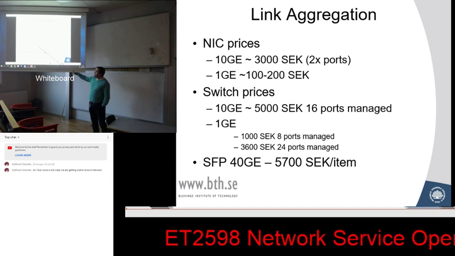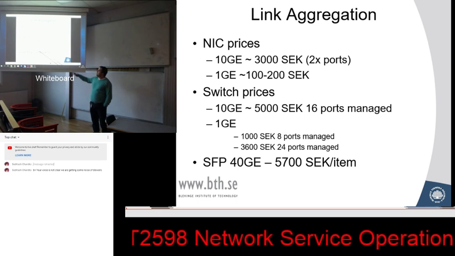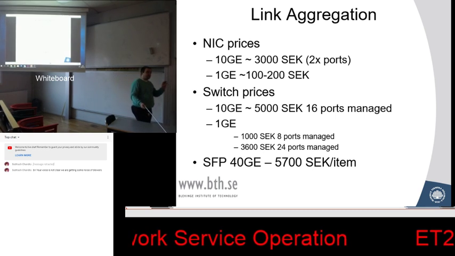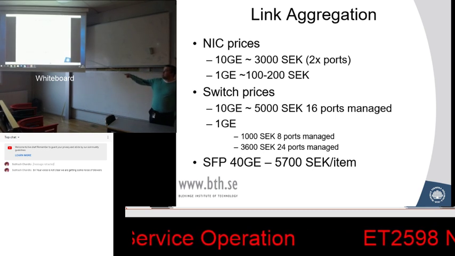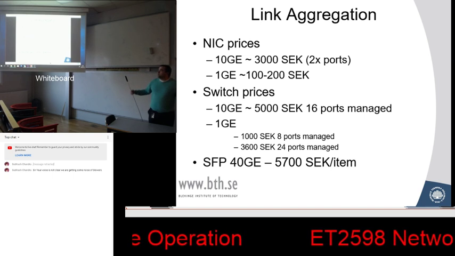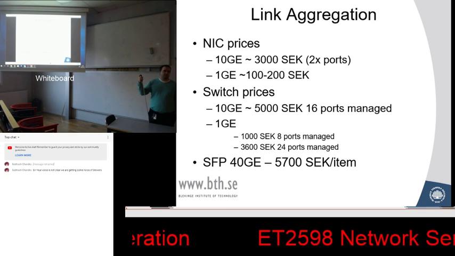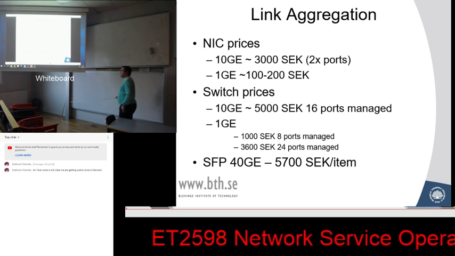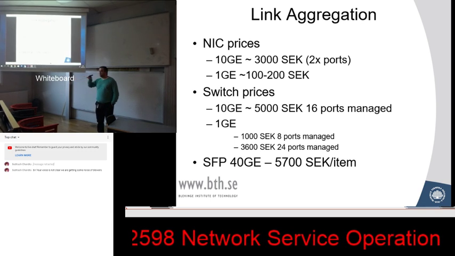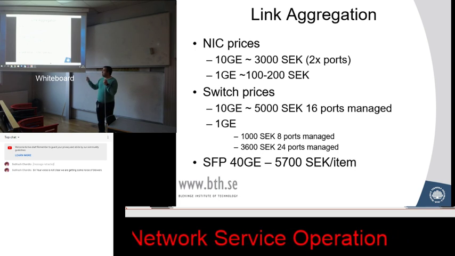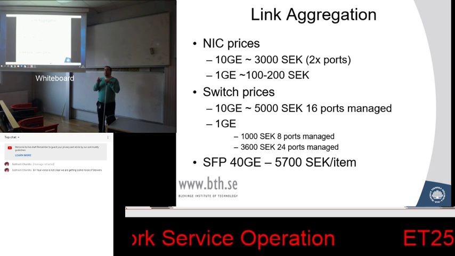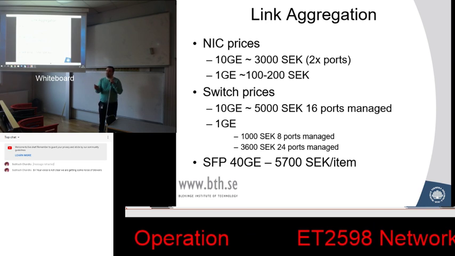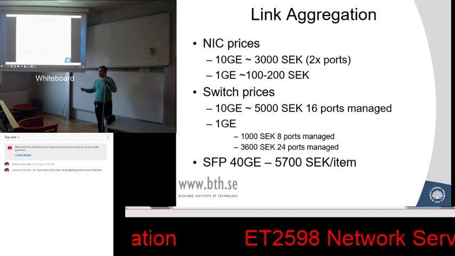Now, if you want a switch, a 10 gigabit switch costs around 5,000 crowns for 16 ports. Now that's 16 10 gig ports. Whereas for a gigabit, you can get a 24 port for around 3,600 crowns. And if you want to go even higher, just the SFP, small form factor pluggable, costs 5,700 crowns per port. And minimum you need 2, plus 2 switches to plug the SFPs into.